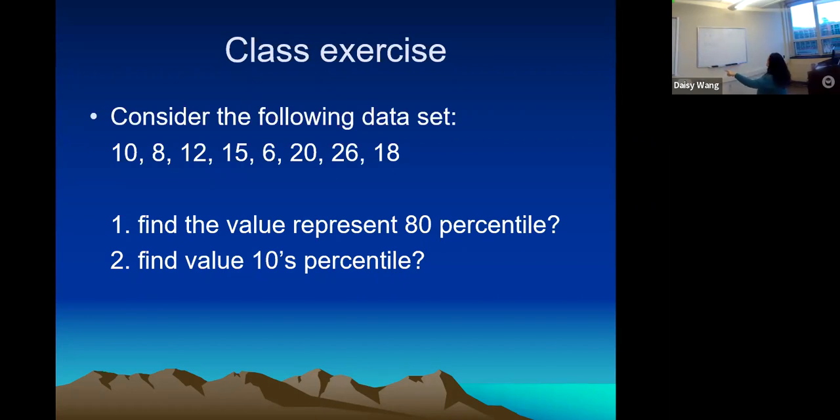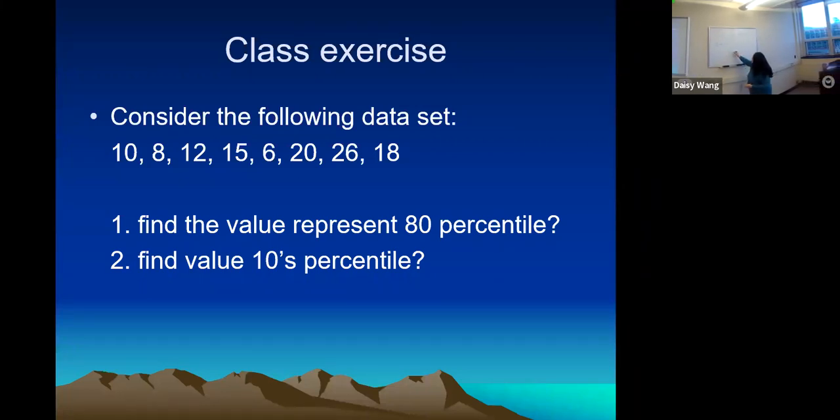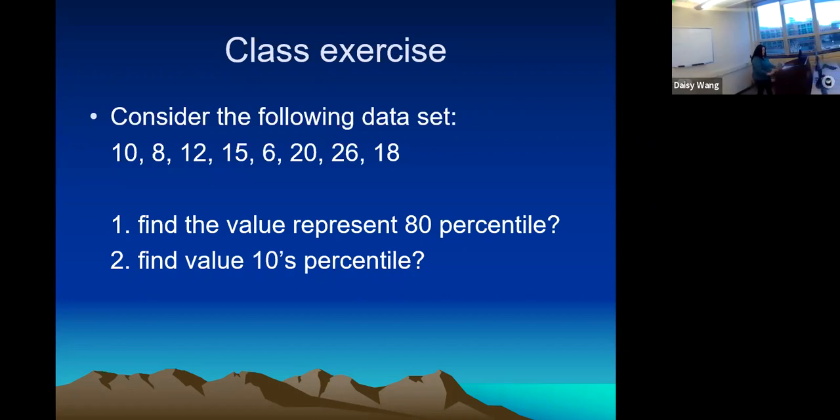How about 10? What is the percentile for this one? We look at two numbers below this number, so it's 2.5 divided by 8. What is it? 31, times 100, so it's 31 percentile. So this number is the 31 percentile. Any other questions? That's it for chapter 3.